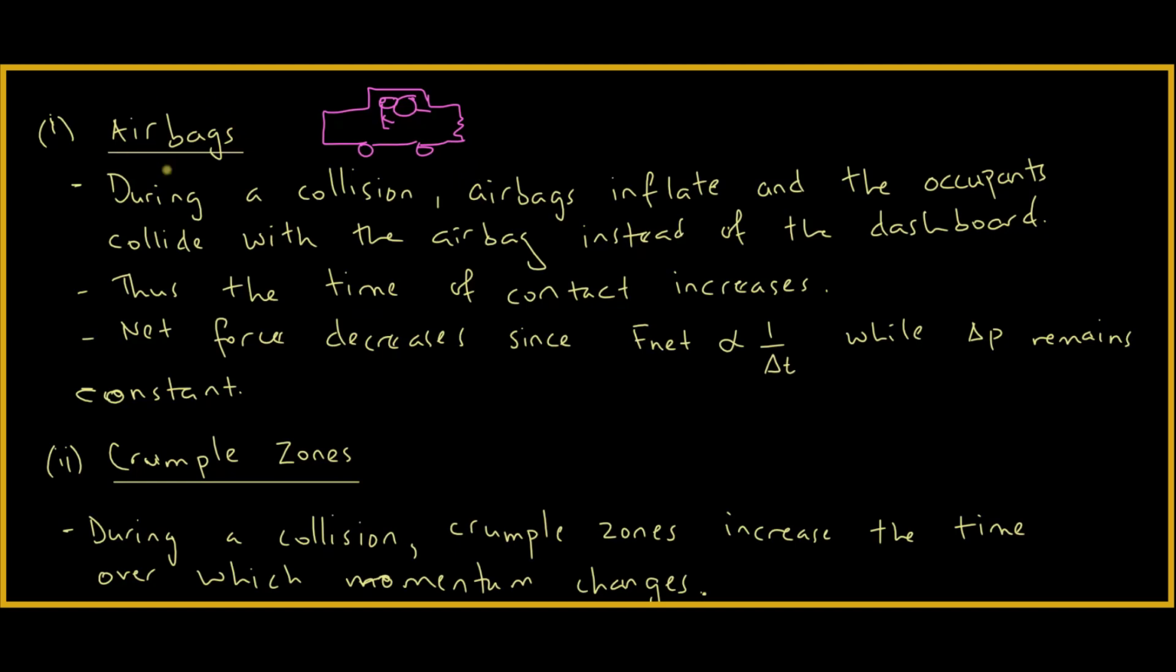So this is how you would respond to such a question. If a question says, what are the uses of airbags in a car? We need to explain it in this scientific manner. You also have to write this expression here, and you also have to mention the fact that the contact time will increase. So the main aim of airbags is to increase the contact time, which reduces the net force, since the F net is inversely proportional to time, while the delta P remains constant.